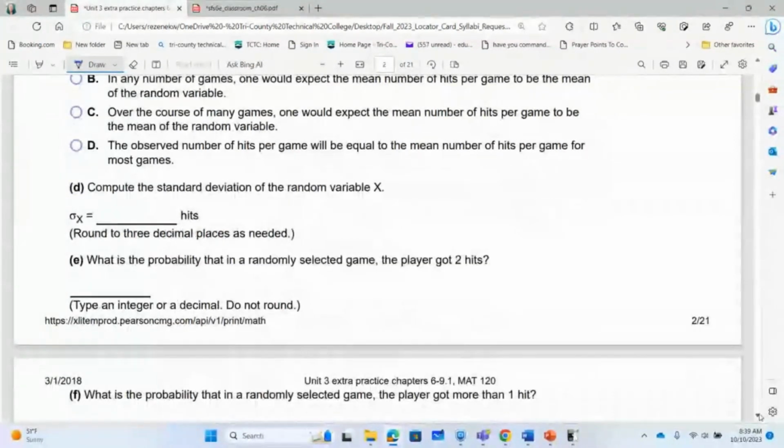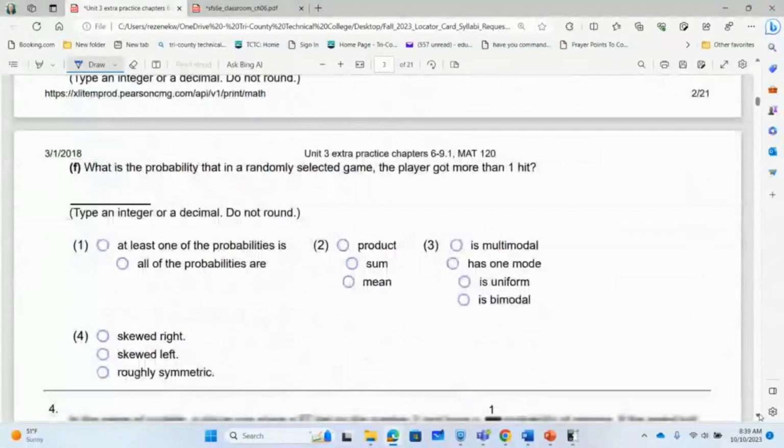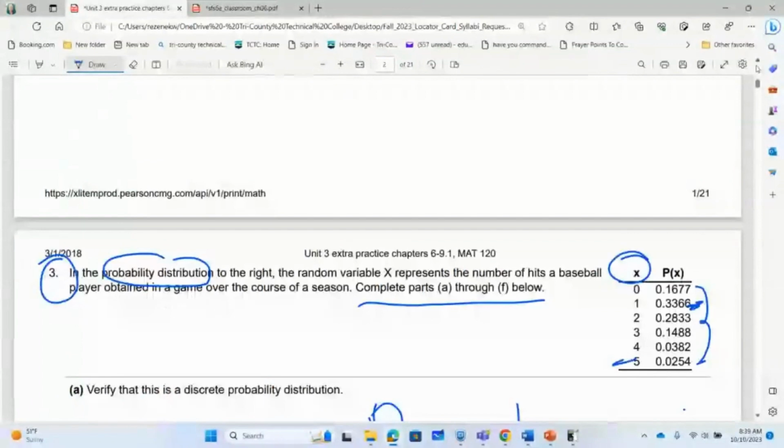All right. And then what is the probability that a randomly selected game they got... Let's go there so you can see what we're saying. What is the probability that you close your eyes and found 2? The probability is 0.2833 in decimal. You can be told to leave this answer in percent. So the probability is 28.33%. What is the probability that you got 5? The probability is 2.54%. All right.